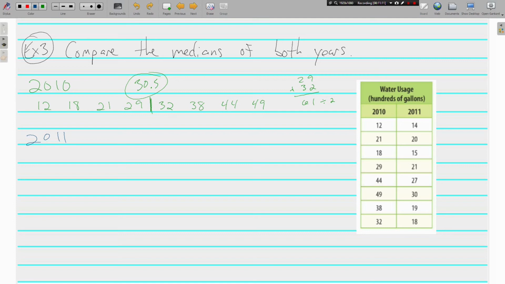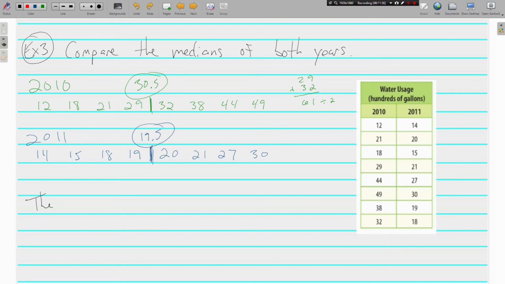And 2011: 14, 15, 18, 19, 20, 21, 27, and 30. What's right in the middle of 19 and 20? 19 and a half.